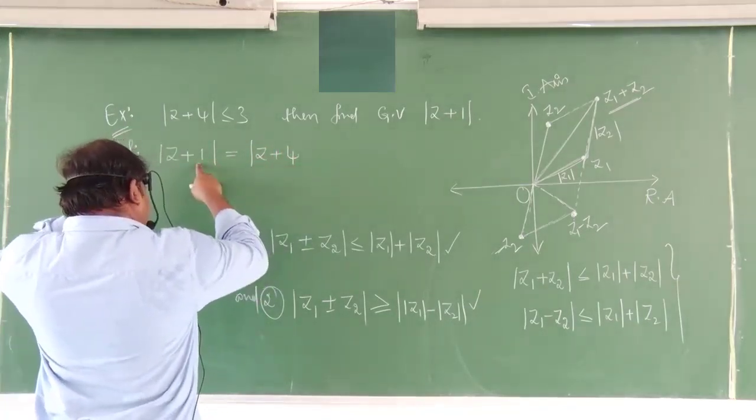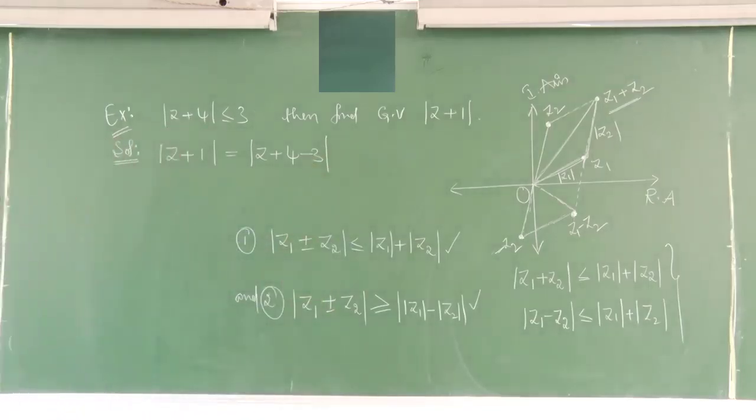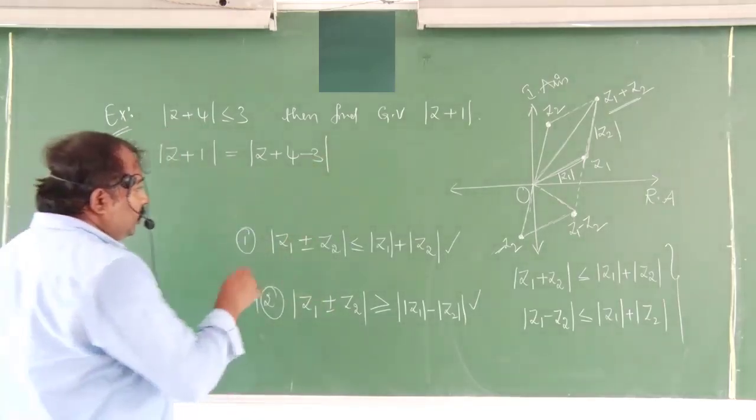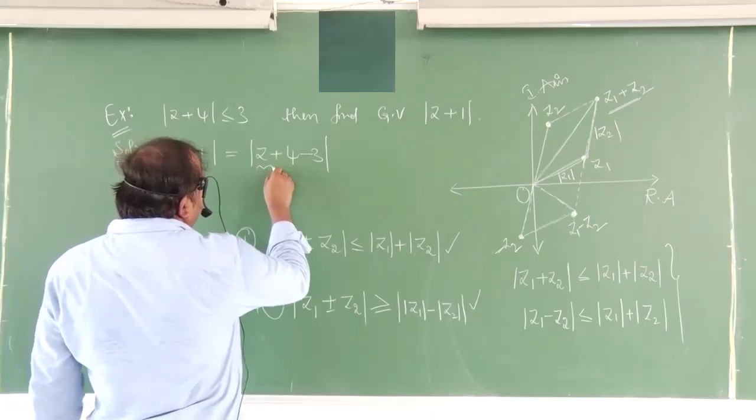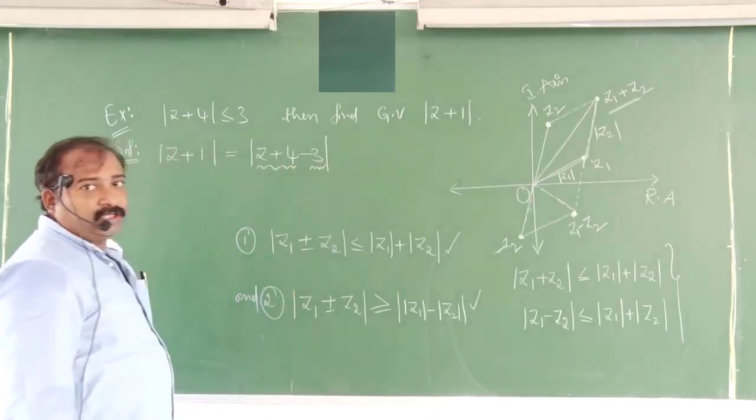That means I am adding 3, so I can subtract 3. Can I write like this now? Okay? Now here, this whole value is Z1, and this is the value Z2. You can take it like this.